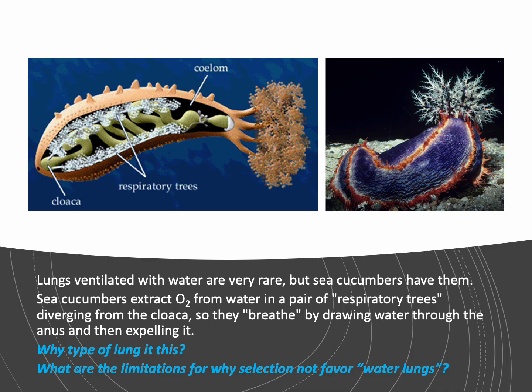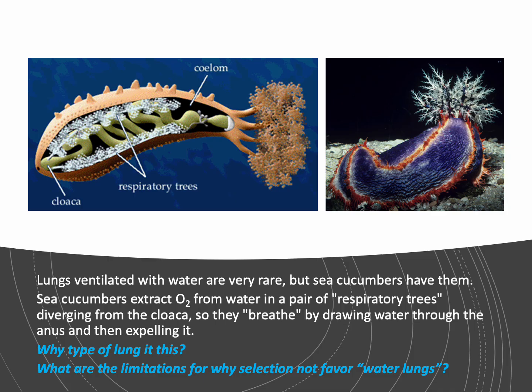And these respiratory trees are connected to the cloaca. So the cloaca is an opening. It's the single opening to the environment of a sea cucumber. And basically what it'll do is it'll bring in water in through the cloaca, fill the respiratory trees, and then it'll contract, and then it'll breathe out the water just like a tidal lung, right? So the respiratory trees are basically like lungs. And during this time, the sea cucumber is going to extract whatever oxygen it can from the water, right?